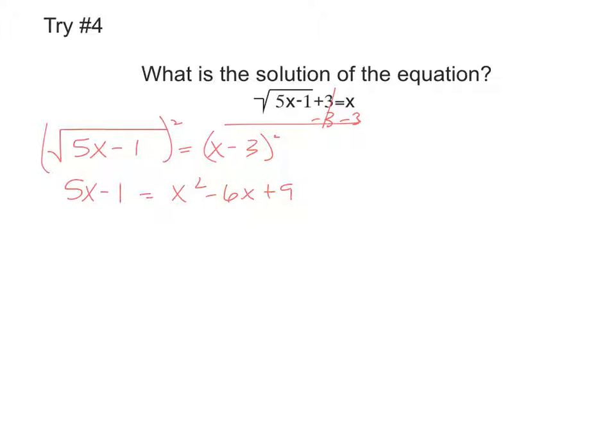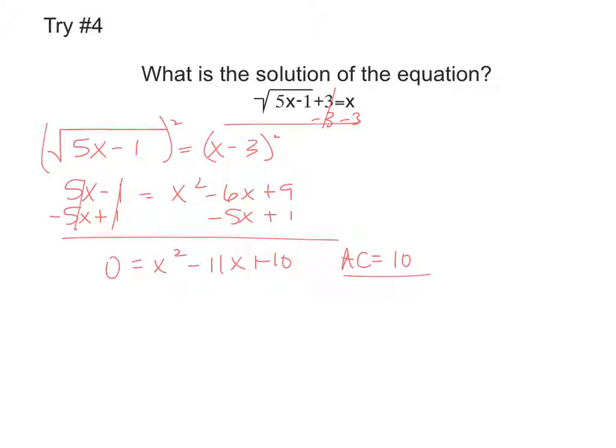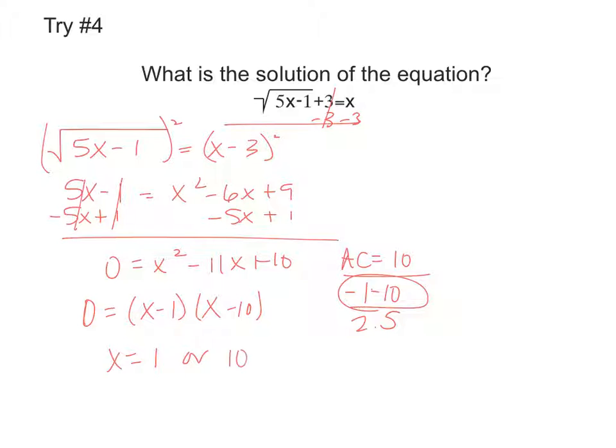Okay, again, we want to move everything that's on the left to the right, so we will subtract 5x and add 1. So that will leave me with x squared minus 11x plus 10. All right, if I do AC, that's going to be 10, so that's 1 and 10, 2 and 5. And the ones that work here are -1 and -10. So 0 would be x minus 1, x minus 10. So that means x equals 1 or 10.